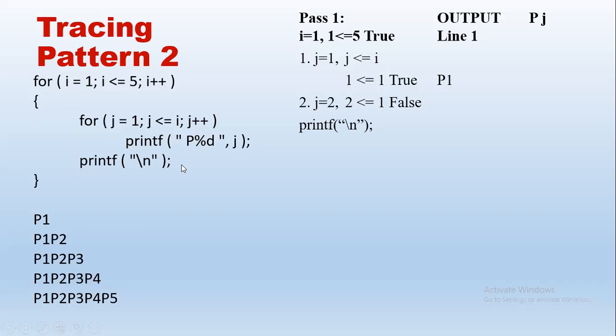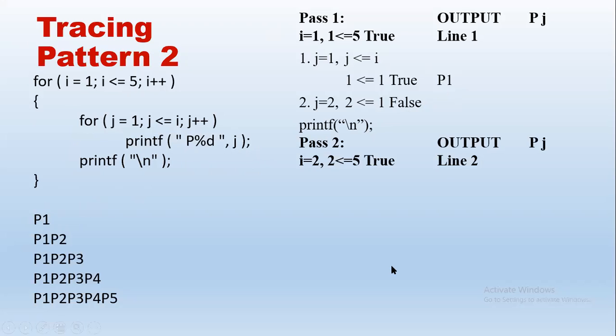So we have new line here. So now one line is printed, with one value only. When we see this, line 1 has only one value. Based on the condition, we get one value, which is P1. The value of J is printed along with P. Next, pass 2. What happens in pass 2?